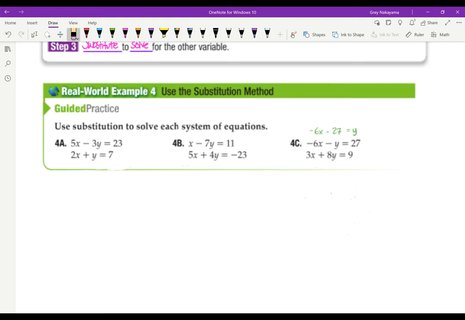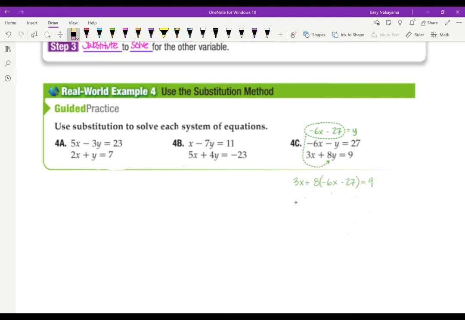Okay? And then the next step is to substitute. So I'm going to take this expression for y, and I'm going to go plug it into the other equation right there for y. So when I write that down, I'm writing everything except for the y. I'm going to put parentheses, and what's going to go in my parentheses is negative 6x minus 27.